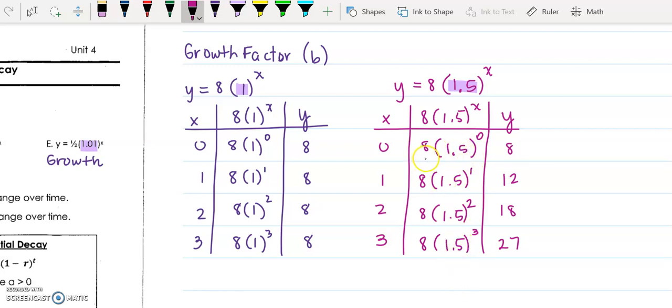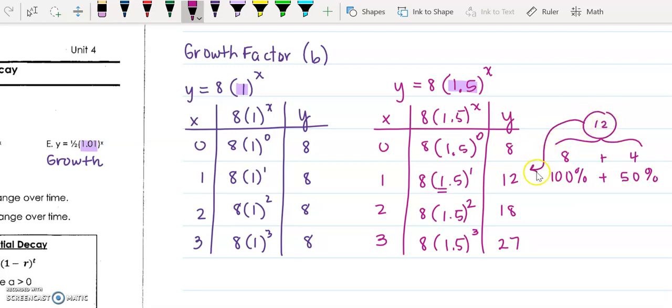So if I look at this first one, not that 1.5 to the 0, but 8 times 1.5 to the first, I'm getting 100% of 8, 100% of 8 plus another 50% of 8. So 100% of 8 is 8, and then 50% or half of 8 is another 4, and that's how I got 12. Of course, we can evaluate this with our calculator, but that's the math that's happening here to get this value for 1.5 to the first.